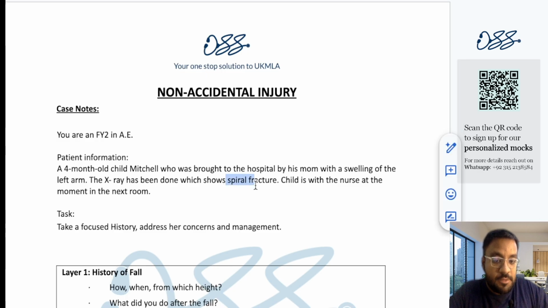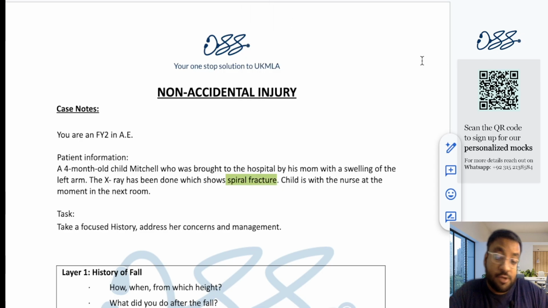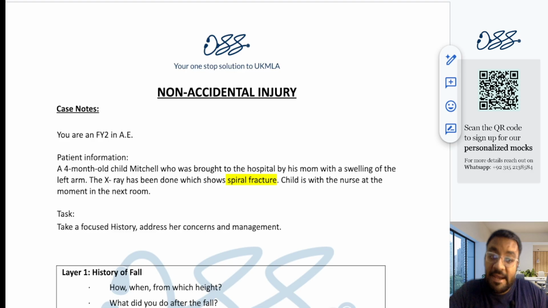Spinal fracture is a kind of fracture that we know occurs when a lot of force is applied to cause that particular injury. So you would understand that the mechanism of the injury and the severity by which the injury is presenting are not correlating.